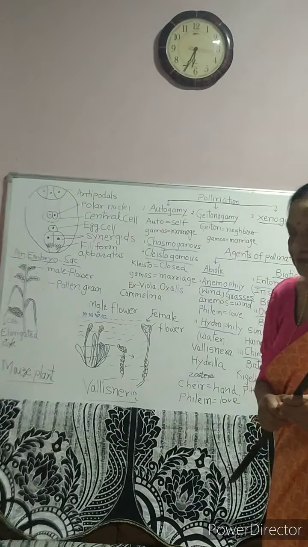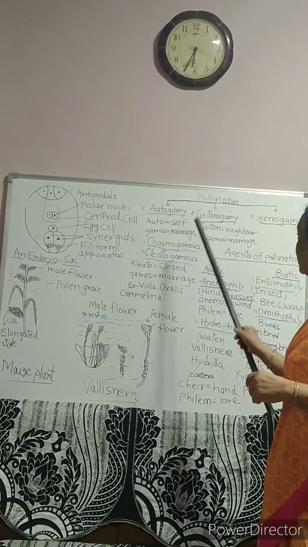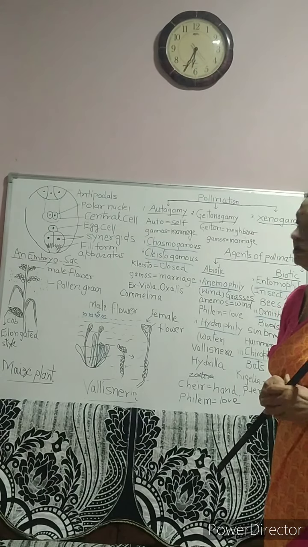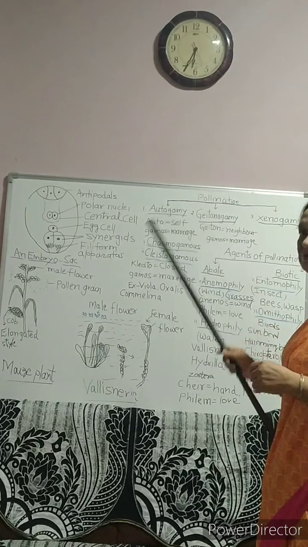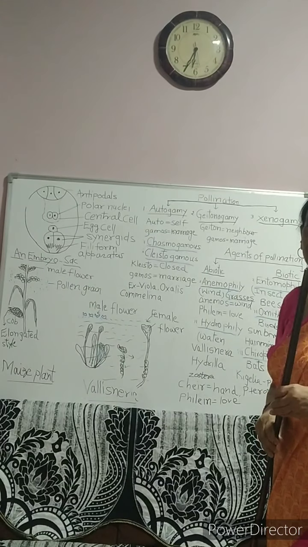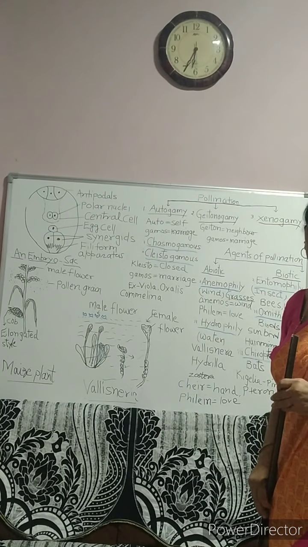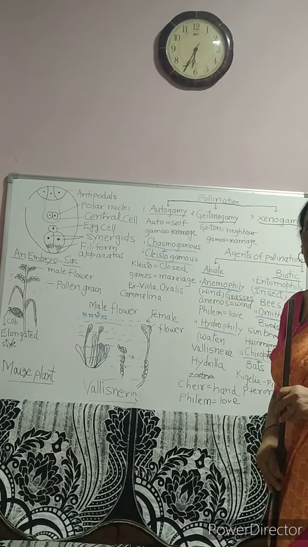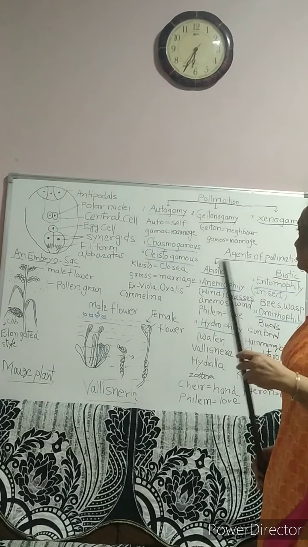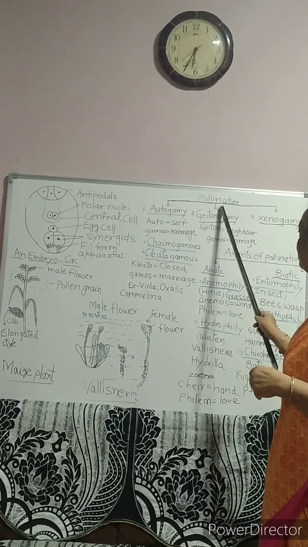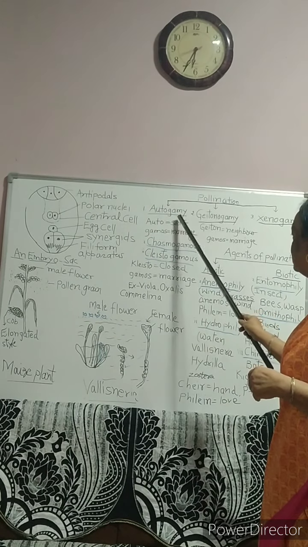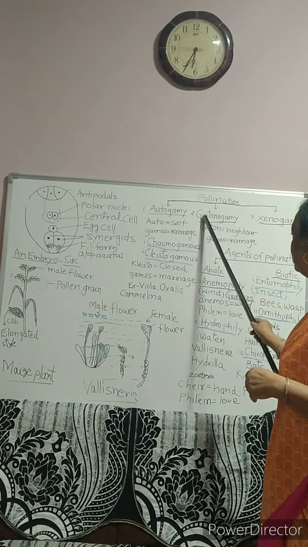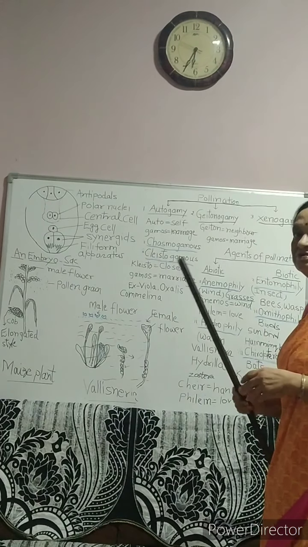Now, after this, pollination is described in our book. You know, in higher organisms there is a mechanism called pollination to bring the male and female units together. This pollination is of three types: autogamy, geitonogamy, and xenogamy.